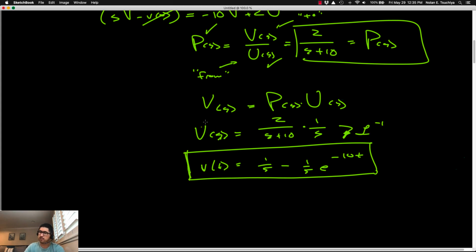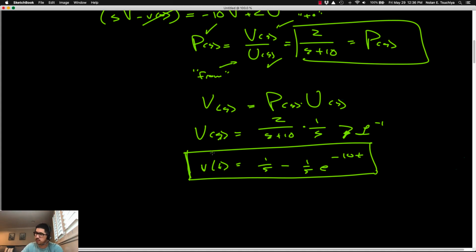But this is fundamentally how you apply the Laplace method to compute a forced response. Basically, you solve for the output as equal to the plant times the input in the s domain. And from that, those mathematics allow you to compute the analytical form of the output as if you went out to the field and tested this yourself.